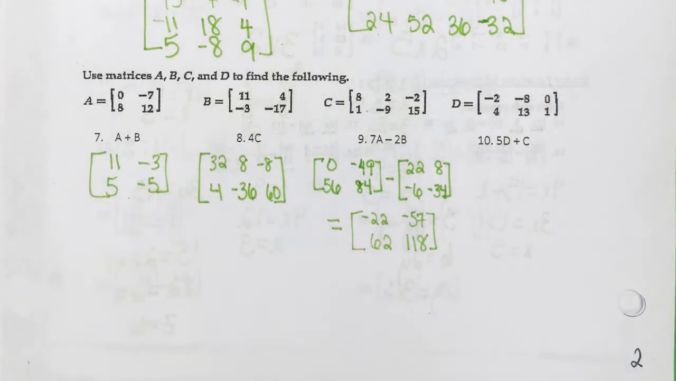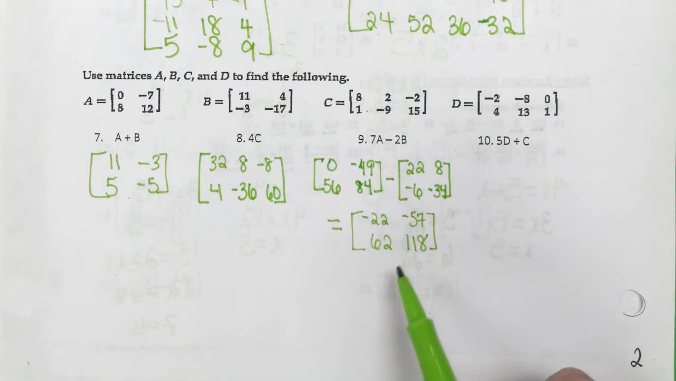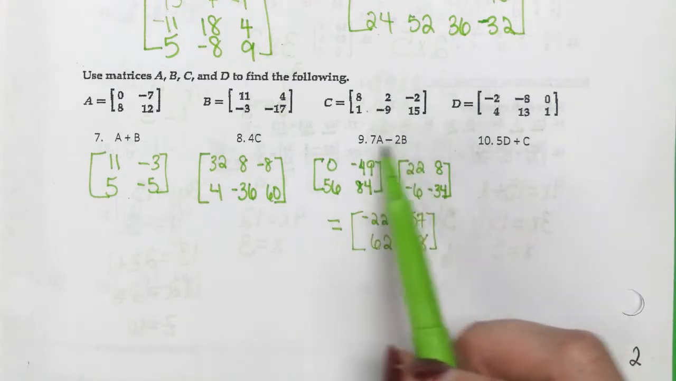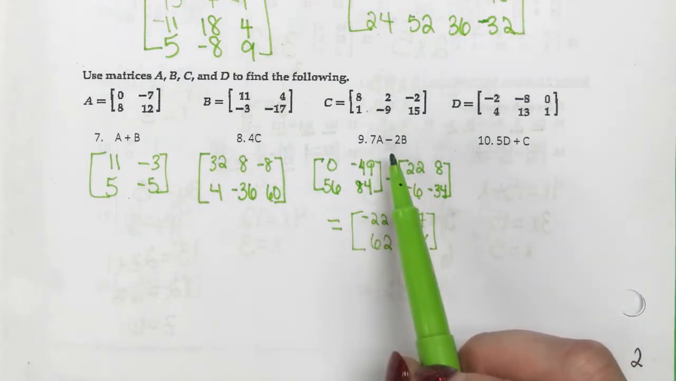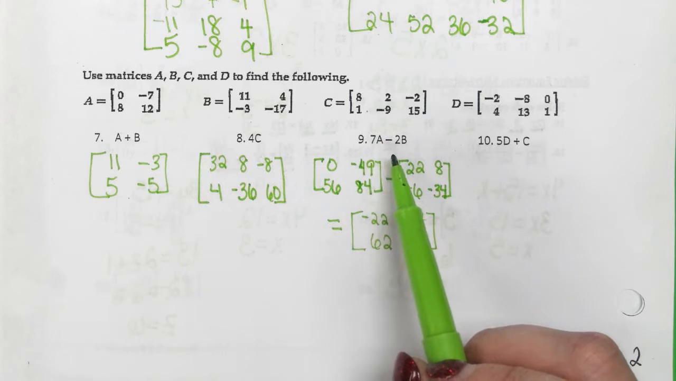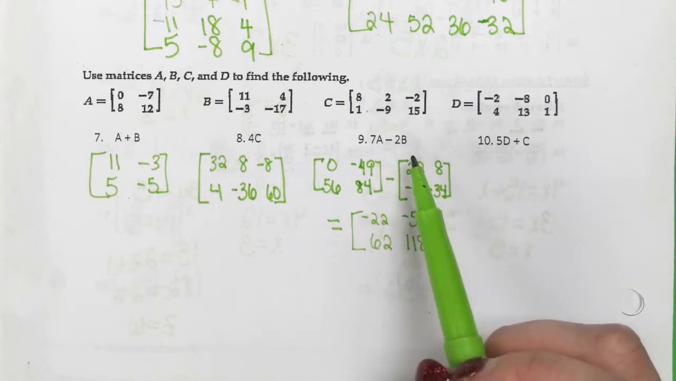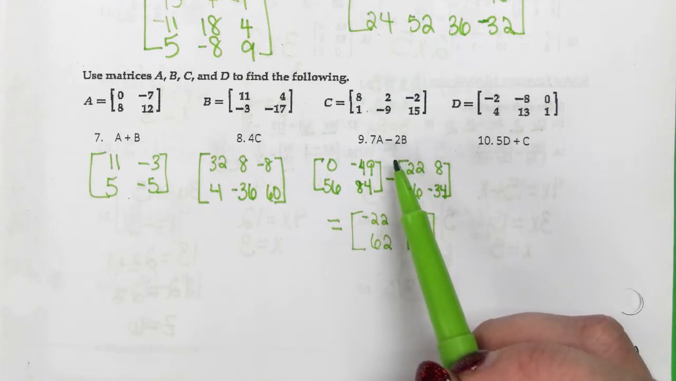Y'all okay? Anybody lost? How would you type this in your calculator? You would just put in matrix A and matrix B, and then 7 times matrix A minus 2 times matrix B. Perfect. Put in matrix A and matrix B, and then 7 times matrix A minus 2 times matrix B, okay?